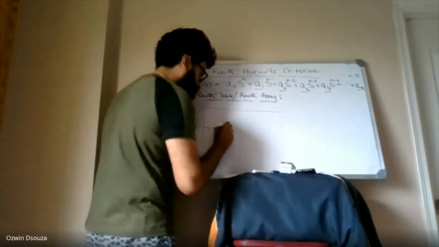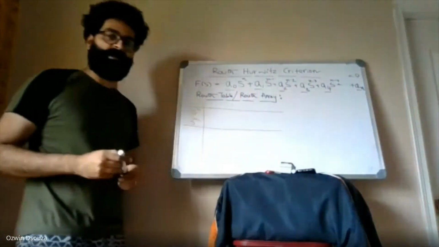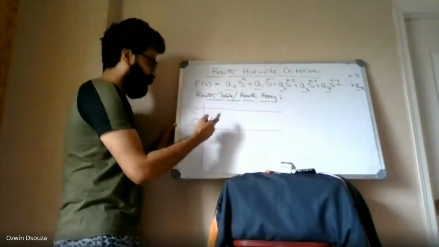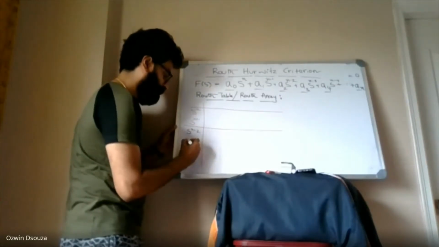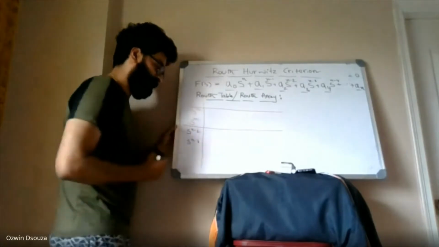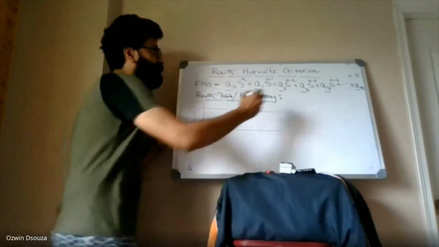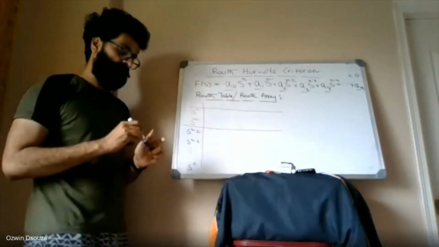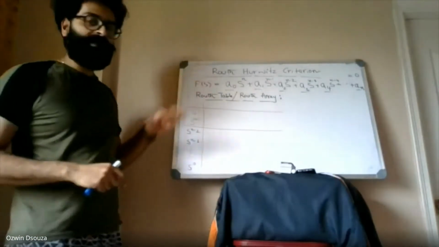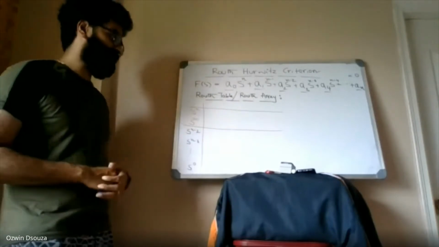Let me put a separation line. Once you have s to the power n minus 1, then you can have n minus 2, n minus 3, and so on, until you reach the last power of s, that is s to the power 0. All right. So first you start listing down the powers of s.